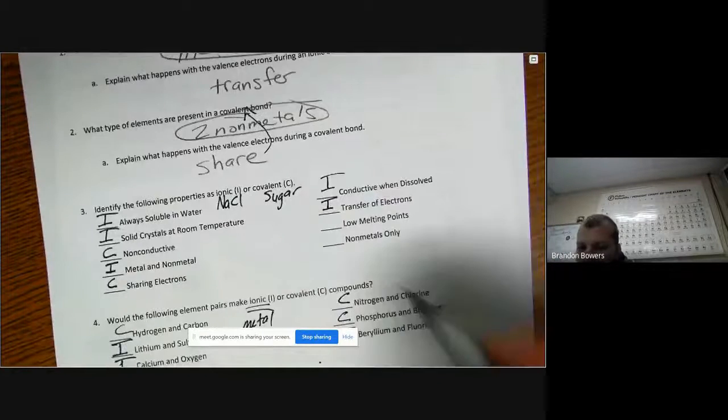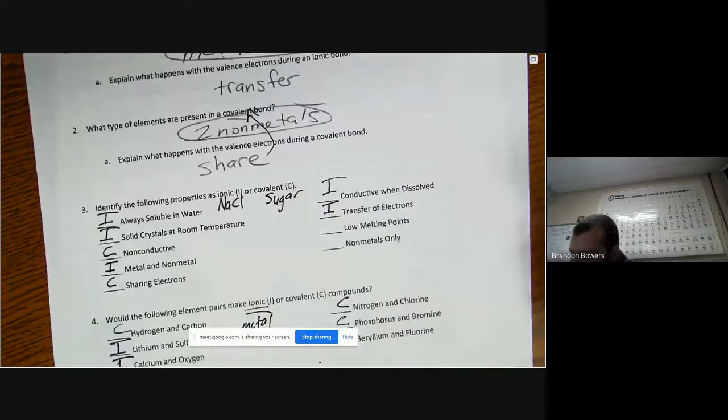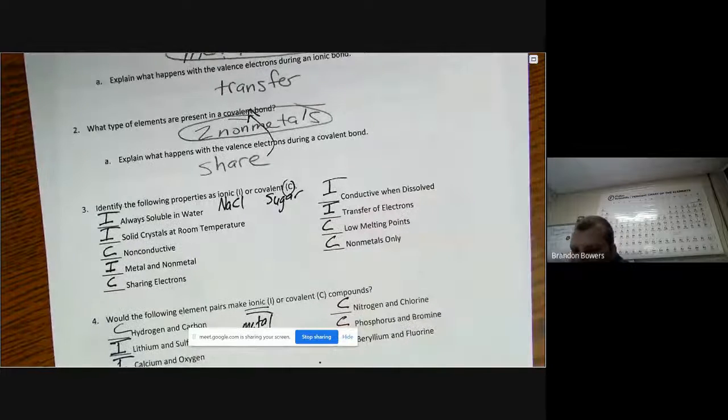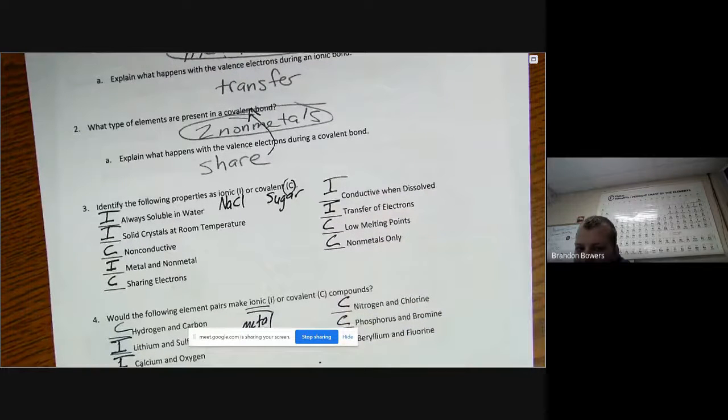Which one has low melting points? Which one melted first? Covalent actually melts first. And covalent has two nonmetals. Is there any questions so far?